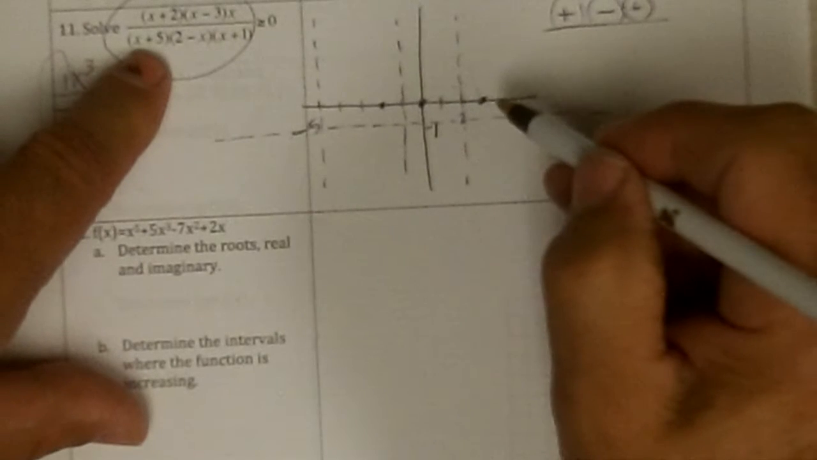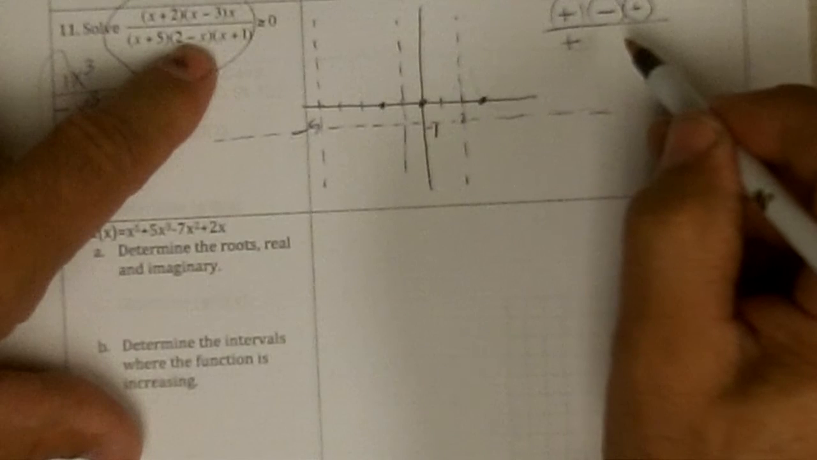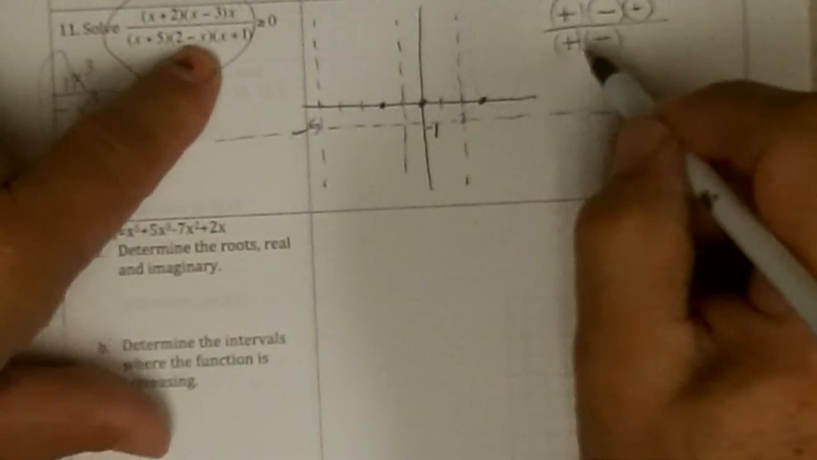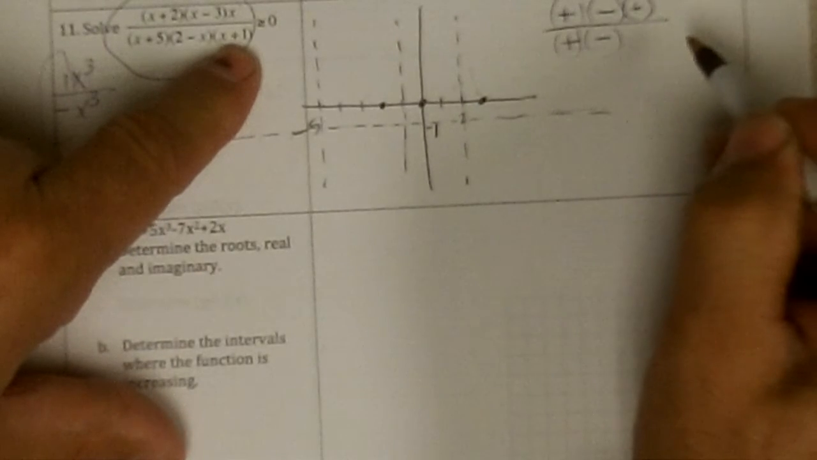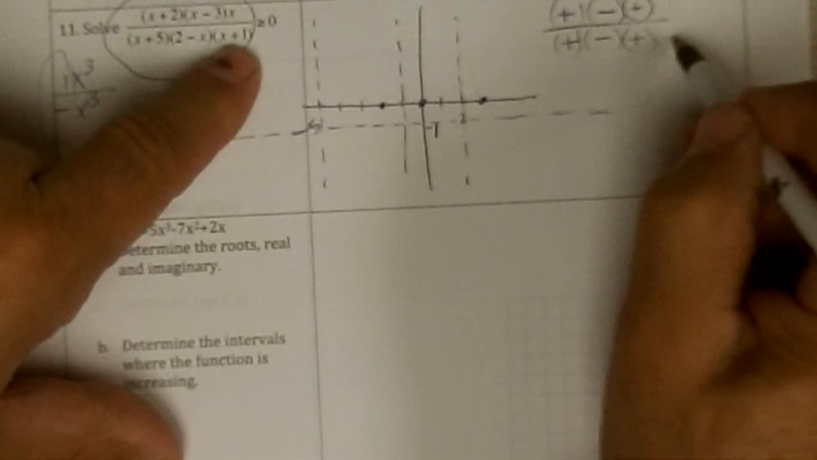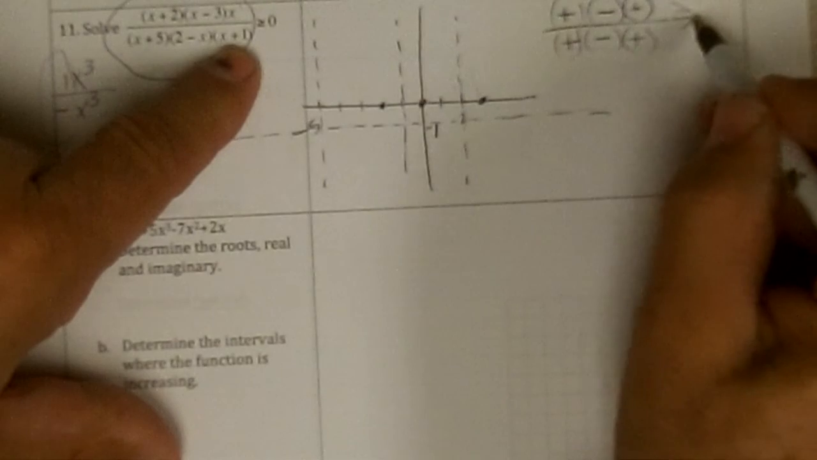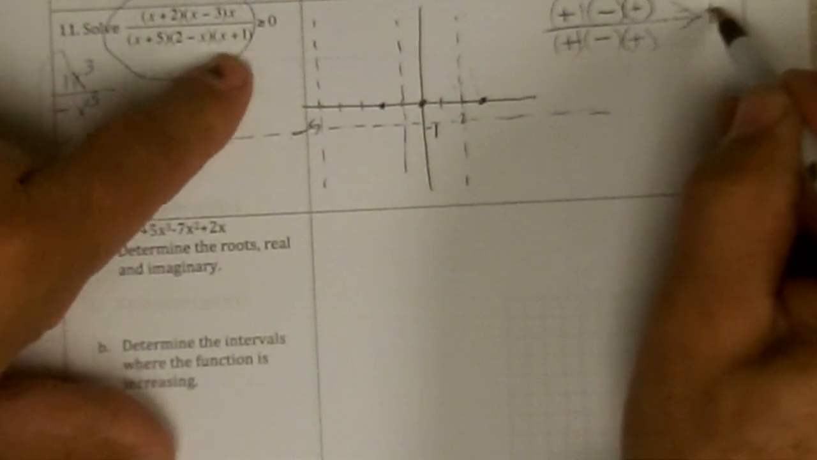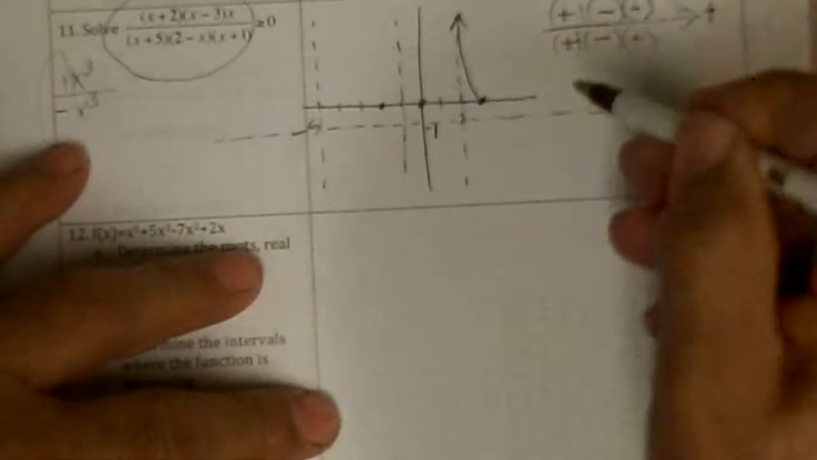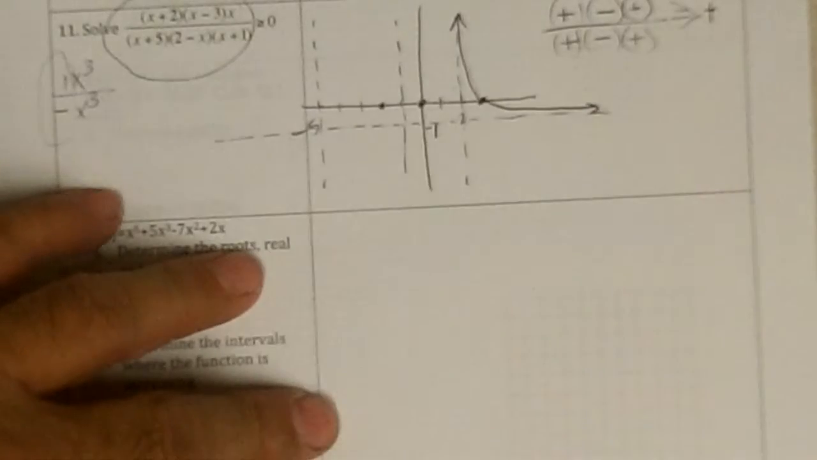Now let's see what the denominator is. Put 2.1 in there, I get a plus. 2.1 in there, 2 minus 2.1 would be negative. 2.1 into x plus 1 would be positive. So the denominator is negative and the numerator is negative, so the fraction would be a positive. So this goes towards positive infinity, crosses at 3 and gets closer and closer to there.